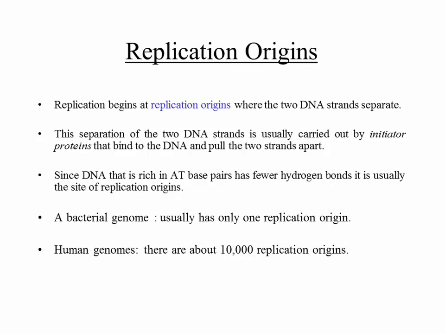So if you look at the genome of a bacterium, that is usually small, maybe 1,000 genes or something like that, or maybe even less. So usually it will have only one replication origin. But in the case of the human genome, you have 3 billion letters. There has to be a lot of parallel processing. So in a human genome, there could be as many as 10,000 replication origins. So replication can start simultaneously, and the entire genome can be replicated quite fast.